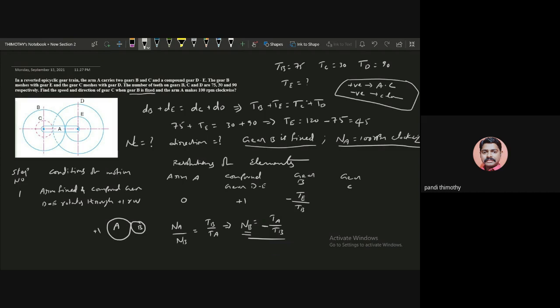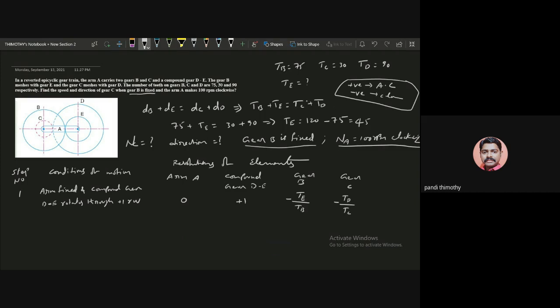Similarly, gear C is meshed with D. So the revolutions of C, I can write TD by TC with a negative sign. So with this, step number 1 is over. If you could understand step number 1, then we can easily write the remaining 3 steps. Total, this table contains 4 steps.